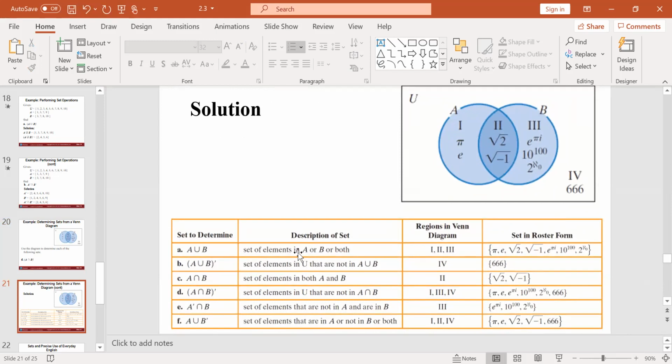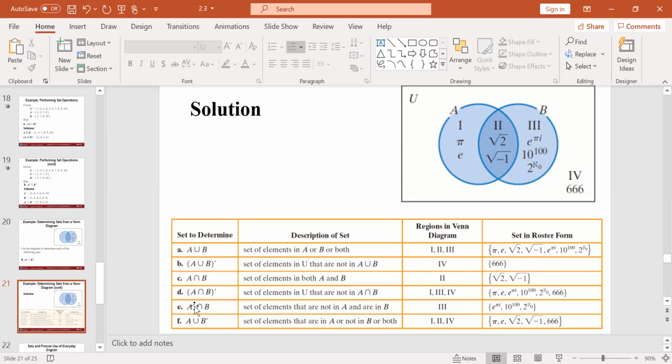A union B is the set of elements in A or B or both. So that's going to be the regions of 1, 2, and 3, this whole area. A union B complement is going to be the set of elements that are not in A union B, which is only this region 4 here, the number 666 by itself. And we can go down this list here, and we can see all of that. It's all nice and pretty.